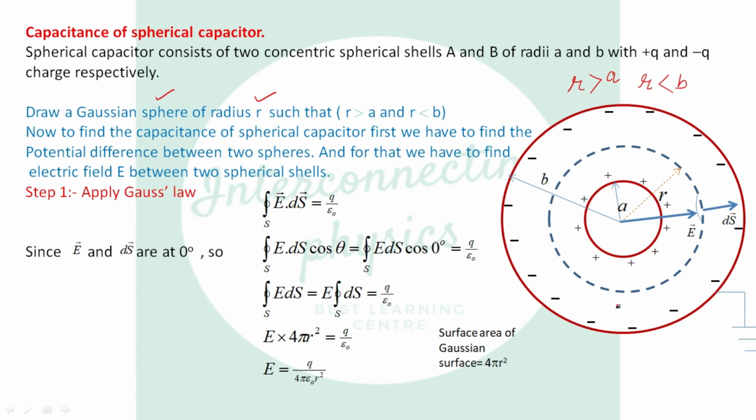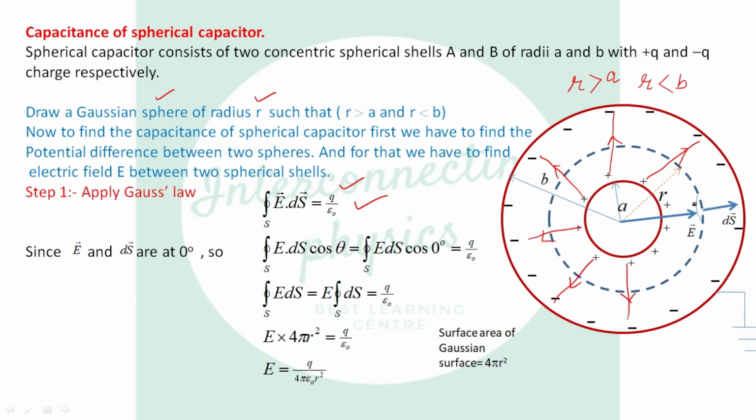Now to find the electric field, let us apply Gauss theorem, that is closed integration of E dot ds equal to q over epsilon naught. Now you see here the electric field direction is from positive to negative, because electric field lines start from positive charge and end on negative charge. So the direction of the electric field will be radially outward.